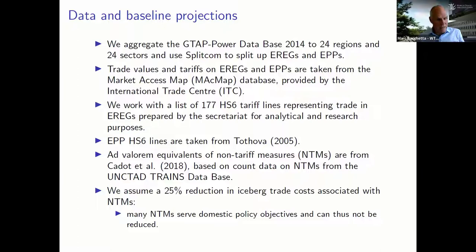Okay, next, so we aggregate the GTAP power database 2014 to 24 regions and 24 sectors, as in the model version used in the paper presented by Eddy, and we use splitcom to split up EREGs and EPPs. Trade values and tariffs on EREGs and EPPs are taken from the Market Access Map, the MACMAP database provided by the ITC. We work with a list of 177 HS6 tariff lines representing trade in EREGs that has been prepared by the Secretariat for analytical and research purposes. EPP HS lines are taken from the paper by Totova.